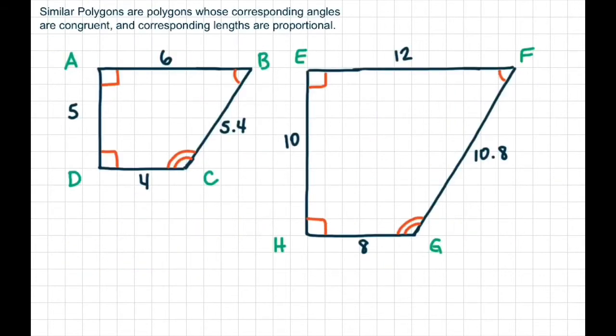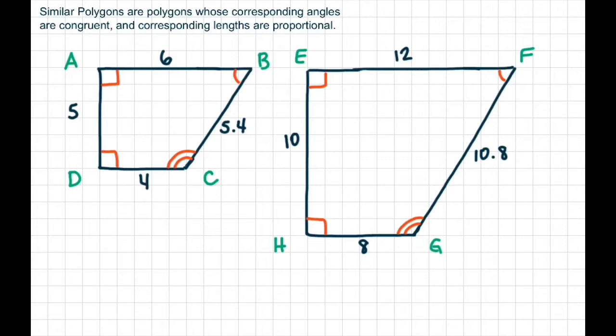So now let's take it one step further. I have two shapes down at the bottom, and we're going to talk about similar polygons. So you already discussed that similar means same shape, but not necessarily the same size. Similar polygons take it a step further, and it says that similar polygons are polygons whose corresponding angles are congruent and corresponding lengths or sides are proportional. So let's go through each one. If you want to follow along in your book, I'm on page 466.